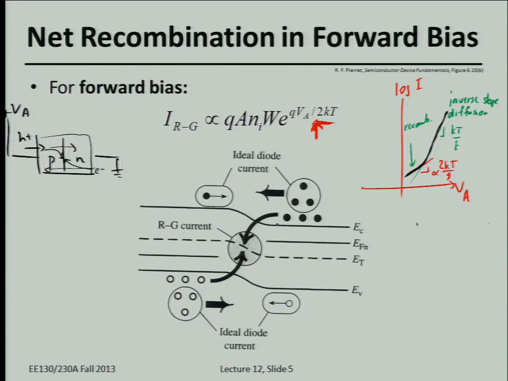Any questions about this cartoon? Carriers that don't have enough energy to go over the barrier can still have enough energy to meet up and recombine in the depletion region.